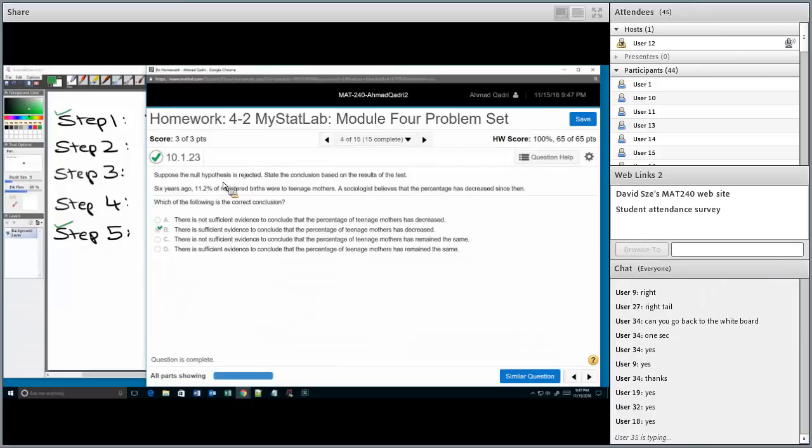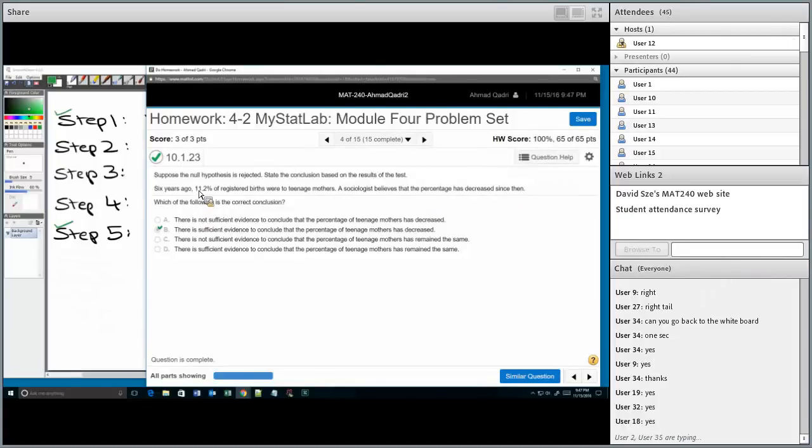Suppose the null hypothesis is rejected, okay? So they're saying you've carried out the hypothesis test, and now suppose that you reject the null hypothesis. State the conclusion based on the result of the test. 6 years ago, 11.2% of registered births were to teenage mothers. A sociologist believes that the percentage has decreased since then.